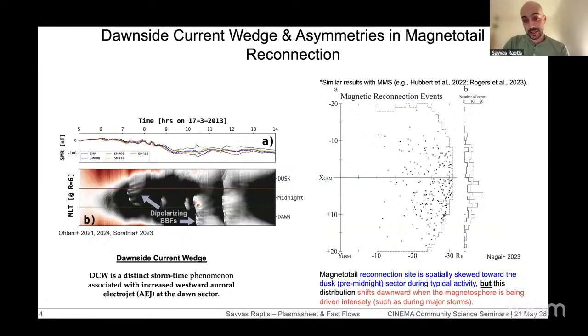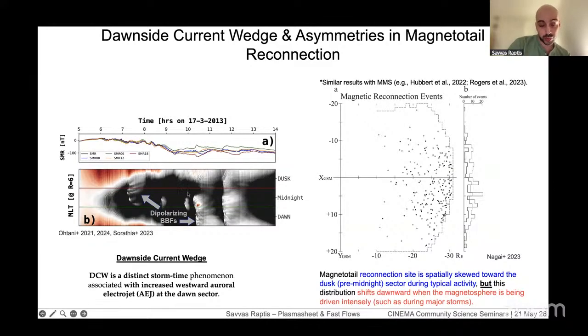So two of the things that I want to introduce before we go to the actual results, that are very relevant to our work, is the dawn-side current wedge. The dawn-side current wedge can be thought of as a storm time phenomenon similar to the substorm current wedge. It is associated with an increased westward electrojet at the dawn sector.